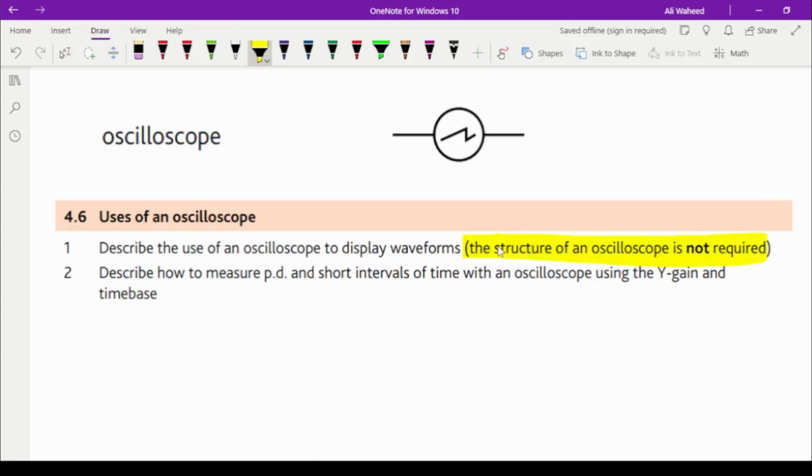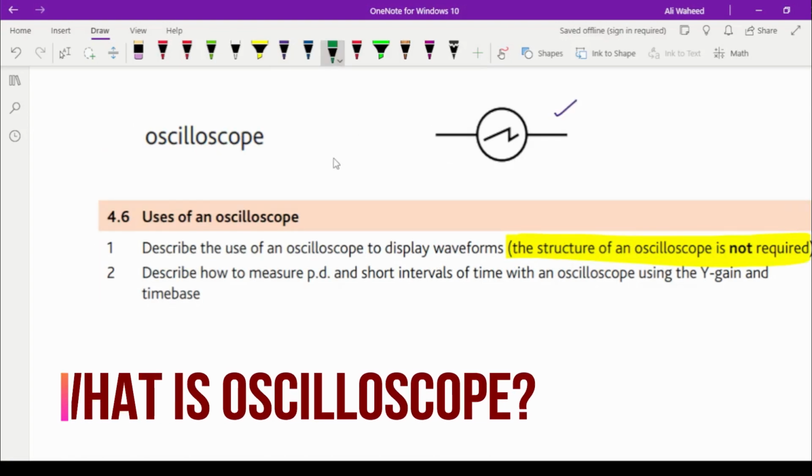The structure of the oscilloscope, the construction and the components, are not part of the syllabus. You should be familiar with interpreting the graphs, interpreting the traces, especially to answer for the value of time period using Y gain and time base. And what are these things? I'll explain. Question number 1.